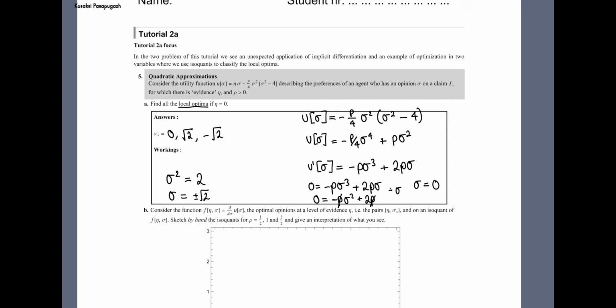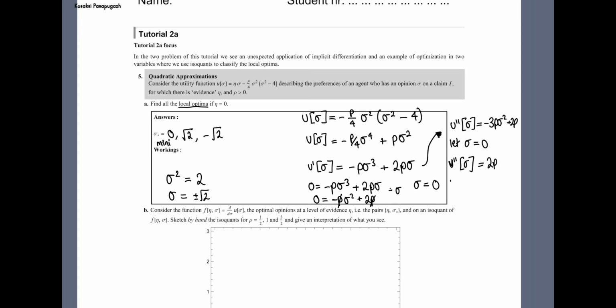This isn't explicitly mentioned in the question, but I am going to find the second derivative, just to see if these optimum points are maximum or minimum. So let me differentiate this again to find the second derivative. We will get minus 3 rho sigma squared plus 2 rho. If I let sigma be equal to 0, the second derivative will be positive 2 rho, and rho is greater than 0. So that means 0 is a minimum.